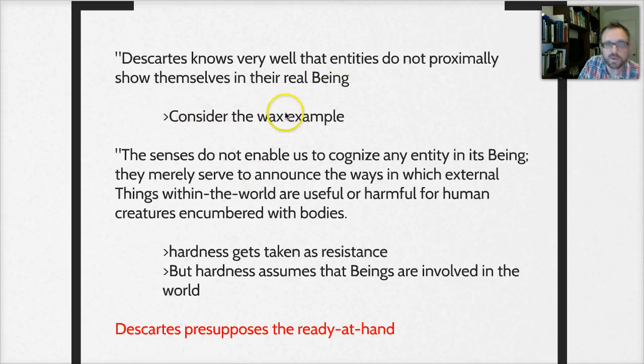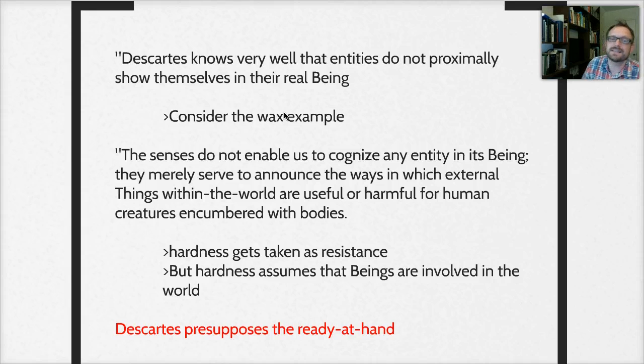And here we can consider the wax example that Descartes gives. Remember, when I have the wax, the wax is not given to me through the attributes of its sensation, the sensations I have. The wax is given to me through a unity provided through the mind, right? This comes in the second meditation. So that means that for Descartes, what I know about entities, the entities don't really show themselves. They're really hidden, actually, right?